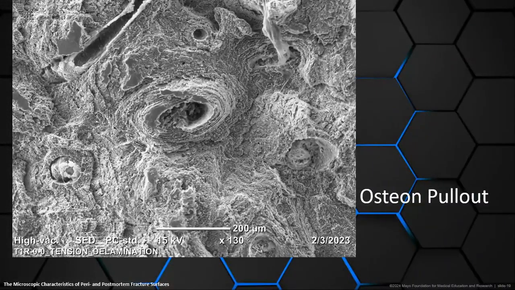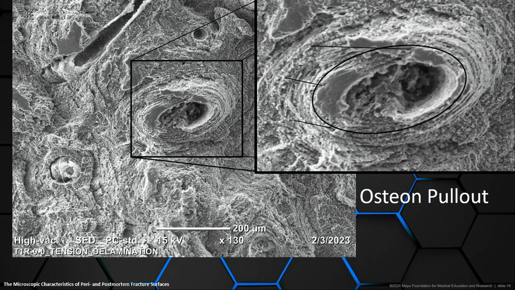The first feature observed was osteon pullout. It's been found that when substantial force is applied, the lamellar structure of osteons deforms to release the stress, resulting in a pulled-out appearance when viewed with SEM. This gives the osteon a telescoped appearance, as seen here.